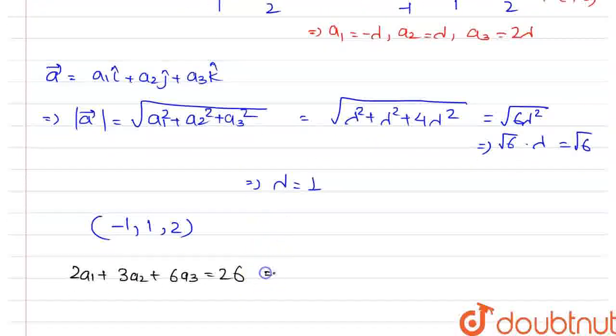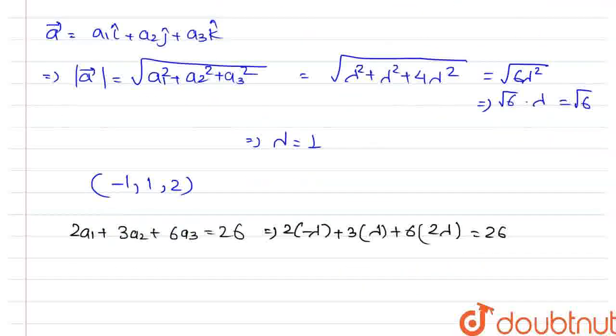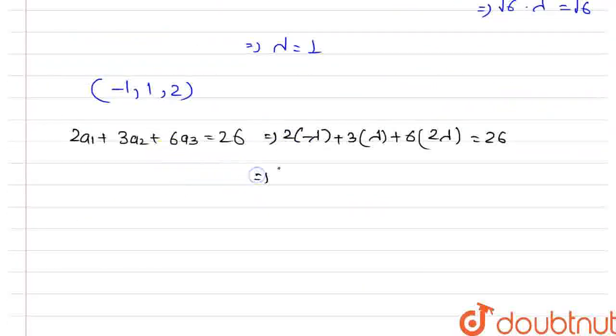So here I will put down the values of a1, a2 and a3. They are minus lambda, plus 3 times lambda, plus 6 times 2 lambda. It is given as equal to 26. So I will simplify the LHS. Minus lambda plus 3 lambda is 2 lambda, plus 12 lambda, which is equal to 26, that is, 13 lambda is equal to 26, so the value of lambda is equal to 2.